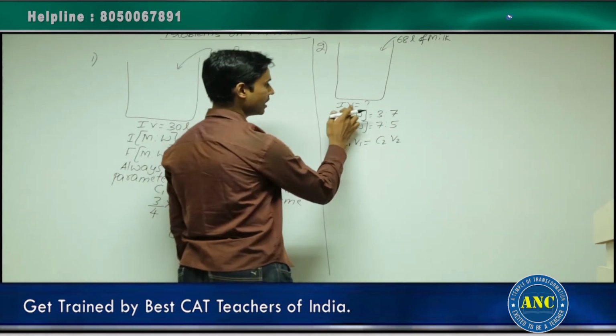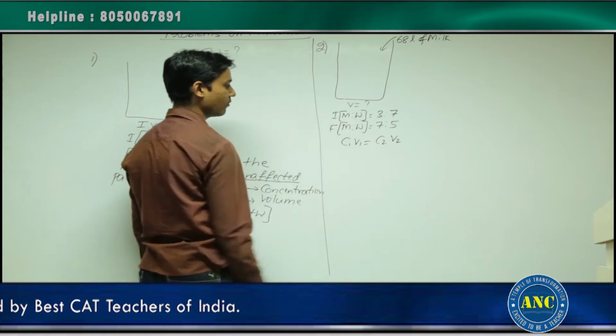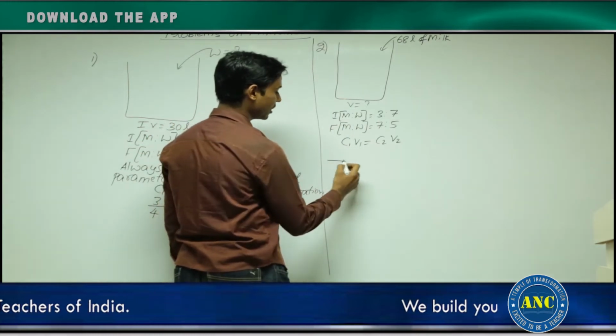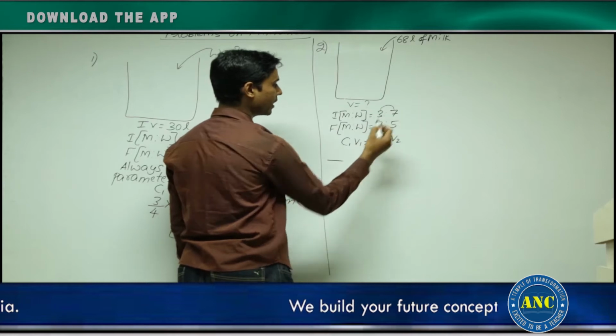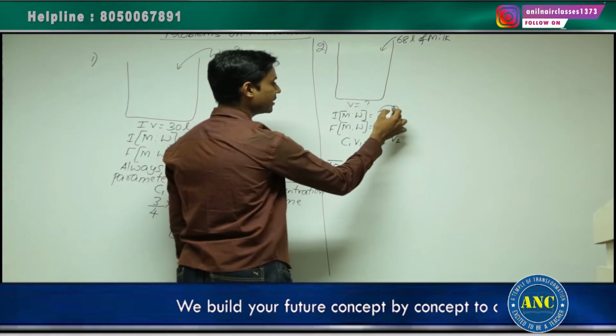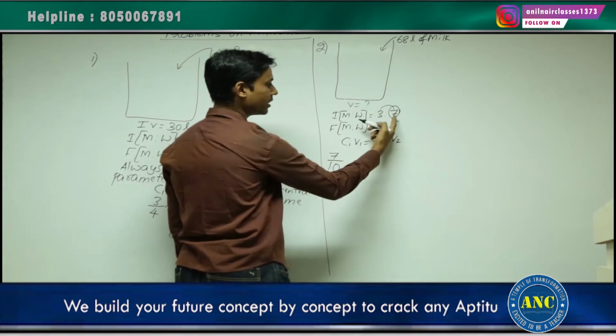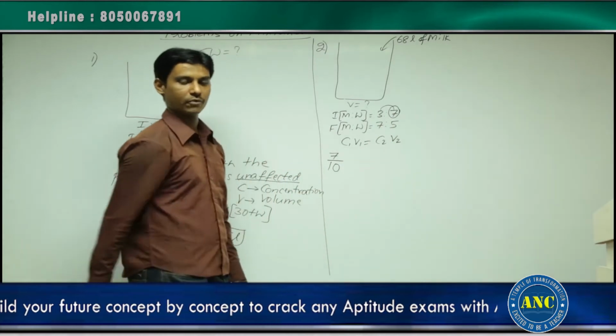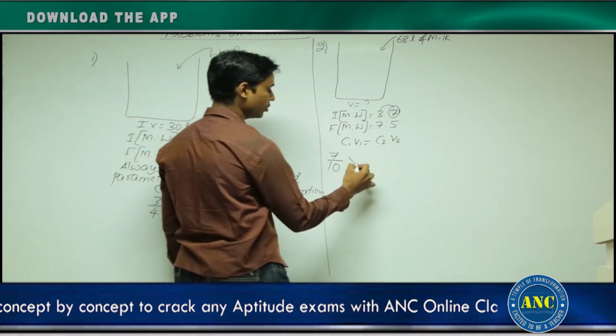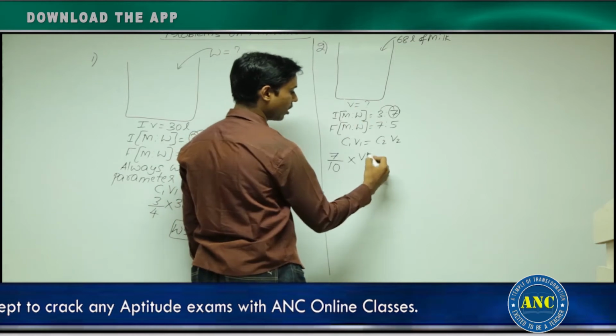Now see here. I will call the initial volume as V. Initial concentration: out of total 3 plus 7, 10 liters, 7 liters belongs to water. Why am I taking water? Because that is the parameter which is unaffected. So it is 7 by 10 into initial volume, which I don't know. I will call it V.